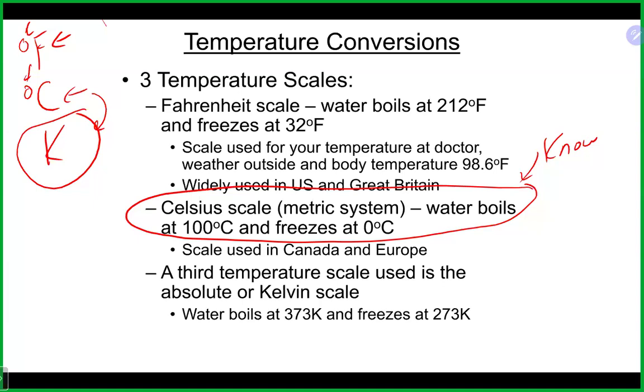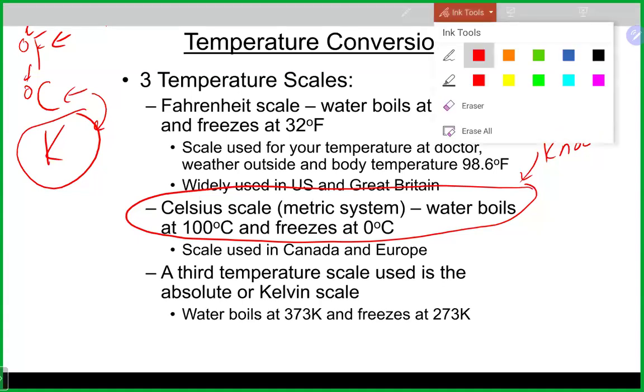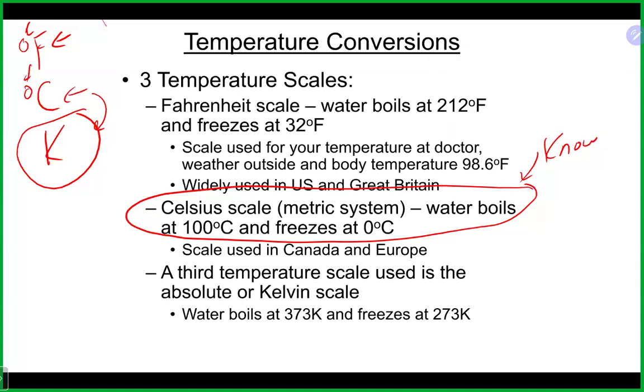A third temperature scale used to be called the absolute temperature scale. It was later renamed for a man named Kelvin, and they now call it the Kelvin scale. Water boils at 373 Kelvin and freezes at 273 Kelvin. As I mentioned, outside of this chapter, you're not going to see Fahrenheit all that much. We definitely do see Celsius a lot. It's very common when we take temperature readings in the laboratory. Our thermometers are in Celsius, and we take the reading in Celsius.